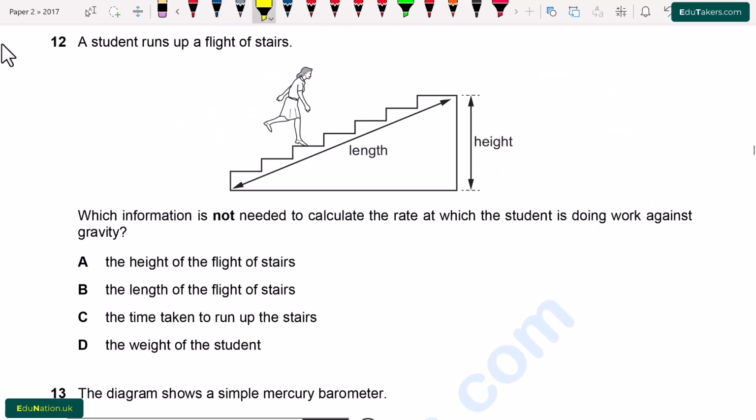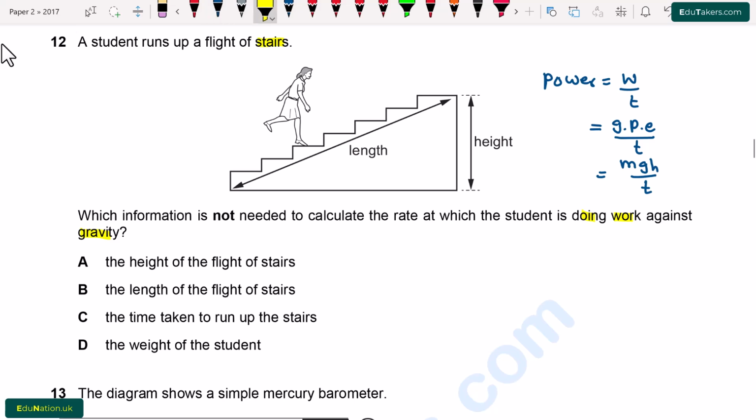Question number 12. A student runs up a flight of stairs. Which information is not needed to calculate the rate at which the student is doing work against the gravity? So the rate at which the student is doing work is basically equal to power. We know that power is equal to work over time and work in this case will be equal to gravitational potential energy. So I write here gravitational potential energy divided by time. It will be equal to mgh divided by time, where m is the mass, g is gravitational field strength, h is height and t is time.